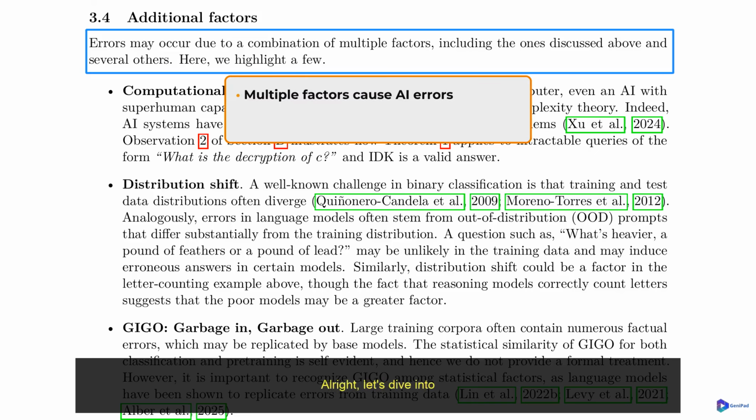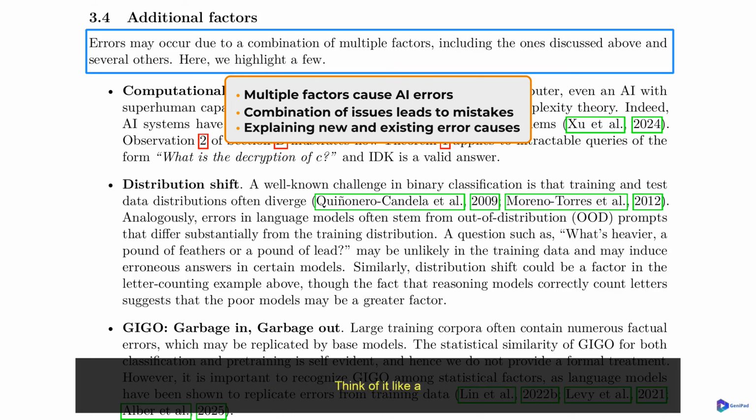All right, let's dive into some extra reasons why AI models mess up and spit out false information. It's not just one thing. Multiple factors team up to cause these errors. Think of it like a perfect storm of issues that we've already talked about, plus a few new ones I'll explain.